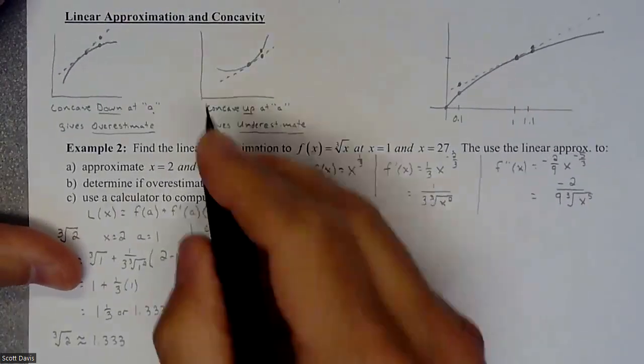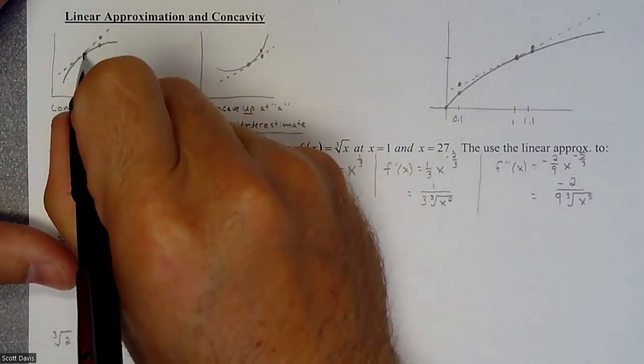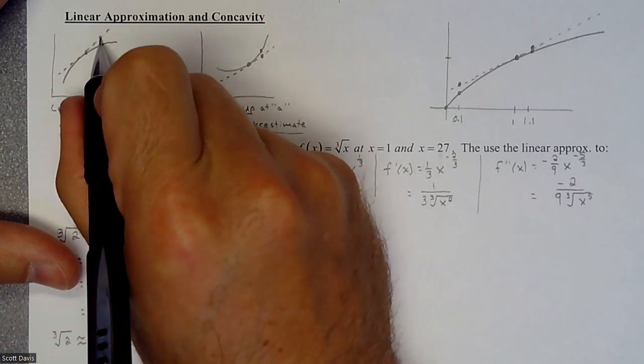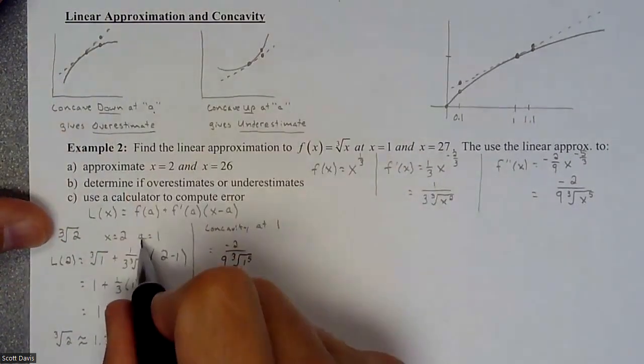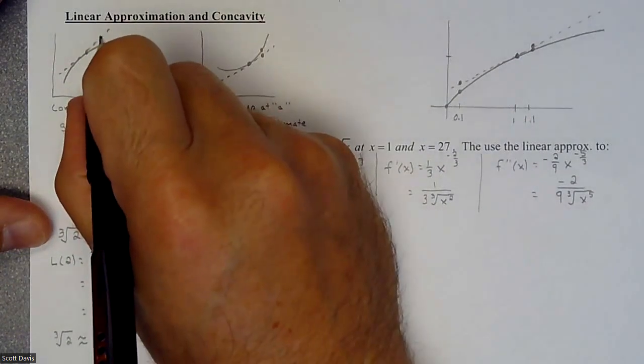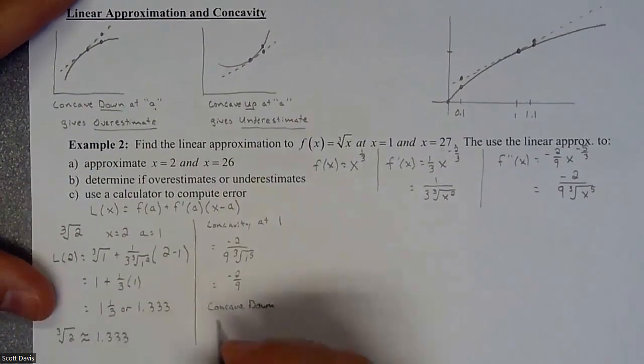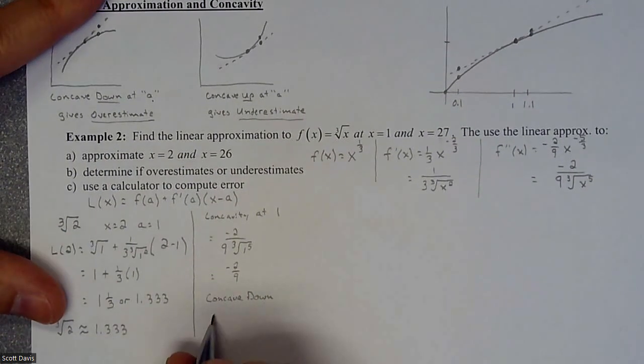So since that's concave down, right, that's our nice point. We have concave down. So the value that we should be getting is here, but the value we're getting, because we're using this linear approximation, is going to be a point on the tangent line, and it's going to be a little bit higher. So because it's concave down, we have an overestimate.